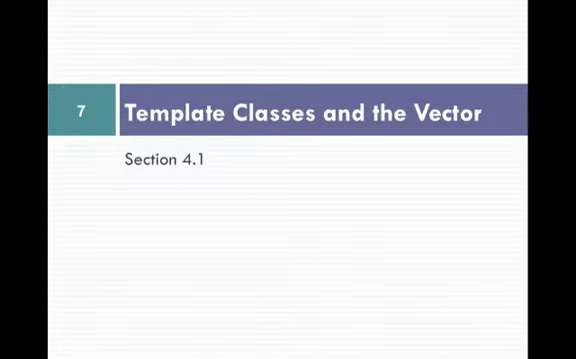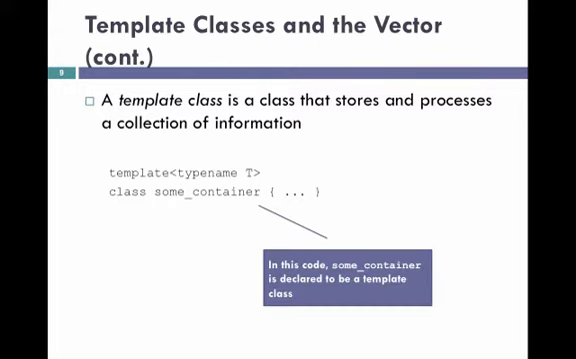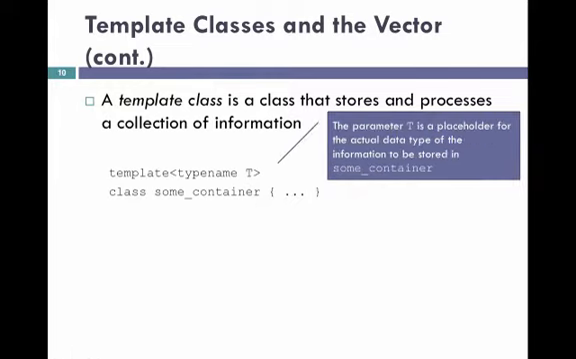Now let's talk about template classes and the vector. A template class is a class that stores and processes a collection of information. Here is the declaration of a template class. So we have the class named SomeContainer, and we have the keyword template, followed by an angle bracket, typename, which is a keyword, and then T. Now this parameter T is a placeholder for the actual data type of the information to be stored in SomeContainer.